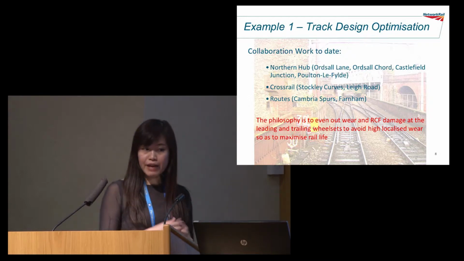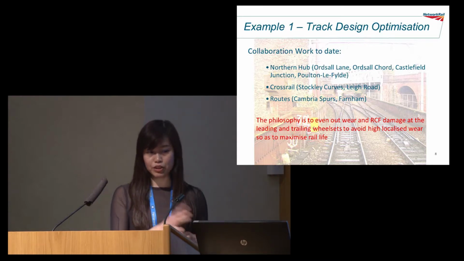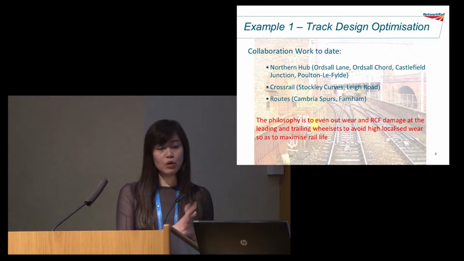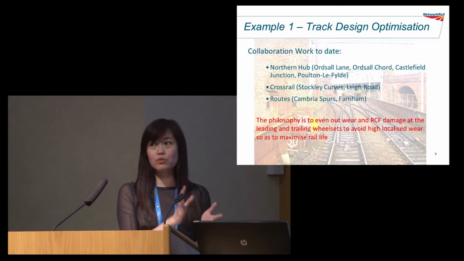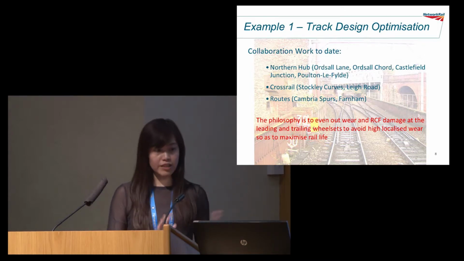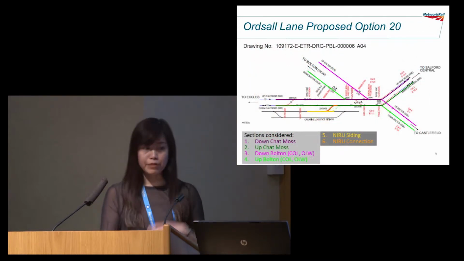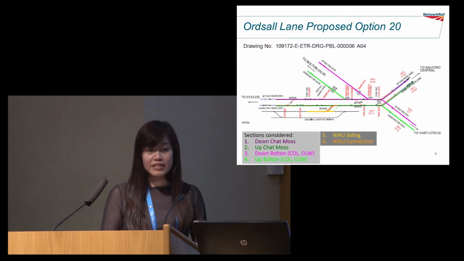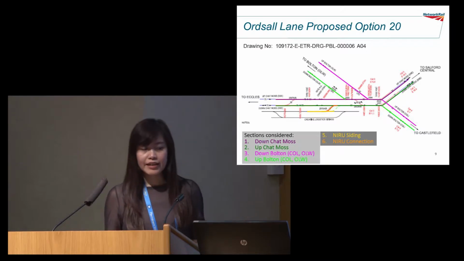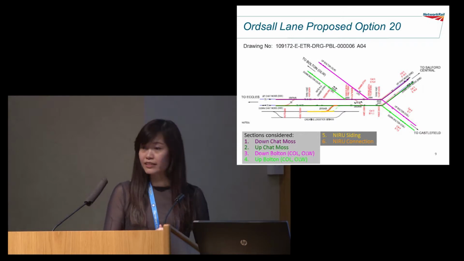My modeling using Vampire is to even out the wear and the RCF damage, which is rolling contact fatigue, at all the wheel sets, to avoid high localized wear, because if you have high localized wear and RCF, you need to change the rail. So the whole life cost becomes quite high. This is an example that I've done with David. It's Lane proposed option 20. There are 6 routes: the up and down Chat Moss, up and down Bolton, and 2 siding tracks.